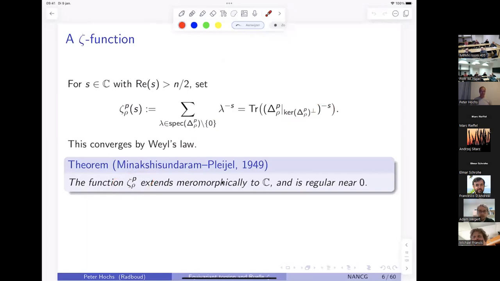Sorry, may I have a question? Yes. So this original formulation from 49 was already established for this twisted zeta function. This theorem dates back to 49, yes. And I'm wondering whether this original formulation of this theorem was already for this twisted case, taking into account this representation at all.